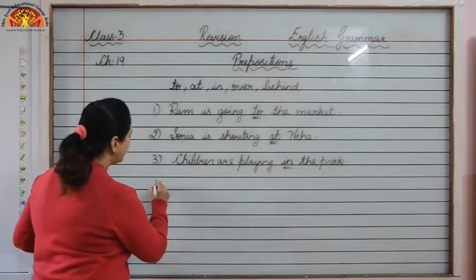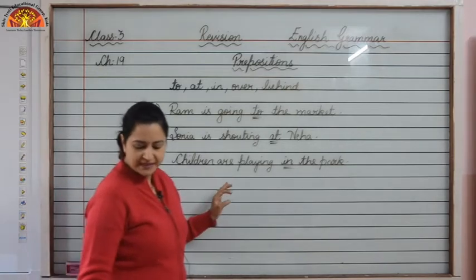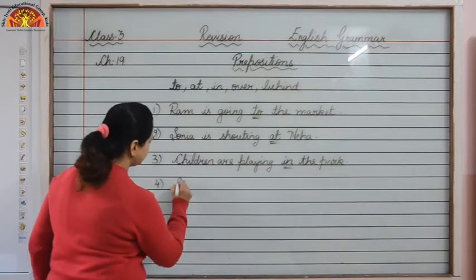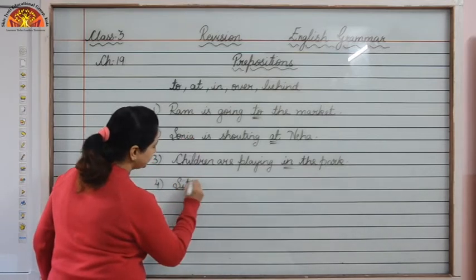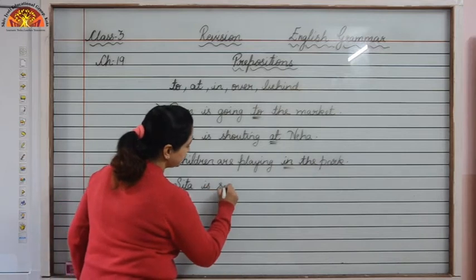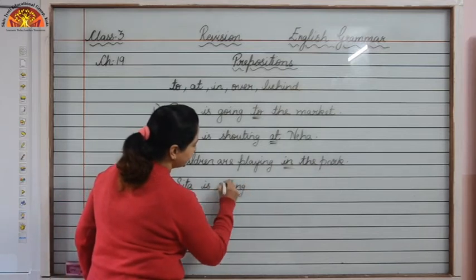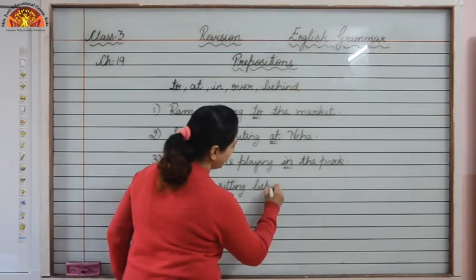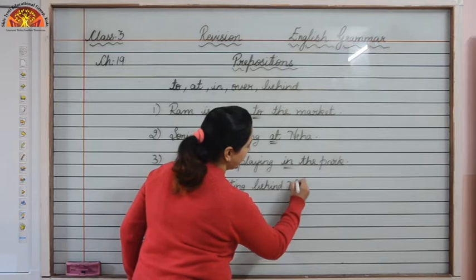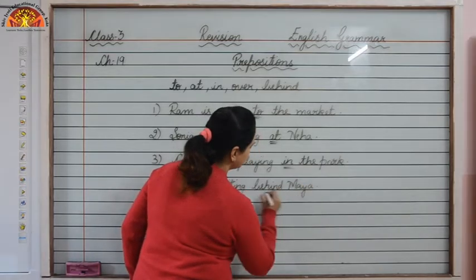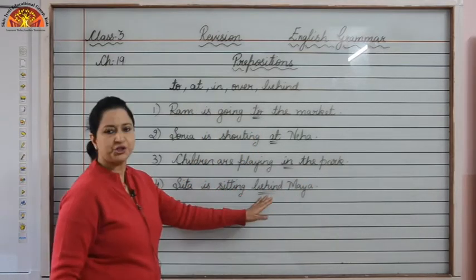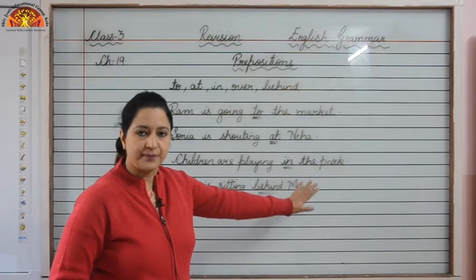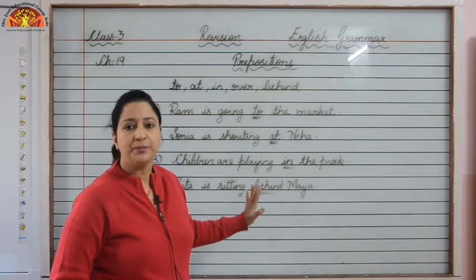Now one more example. Sita is sitting behind Maya. Sita is sitting, but where is she sitting? Sita is sitting behind Maya. So here "behind" is a preposition because it is telling us where Sita is sitting. So these are the prepositions.